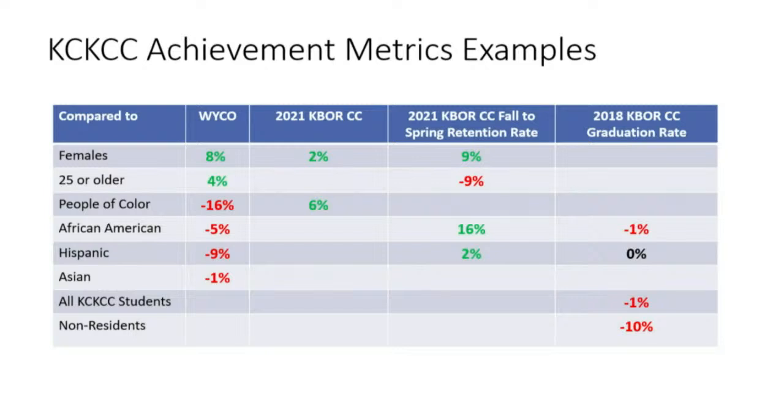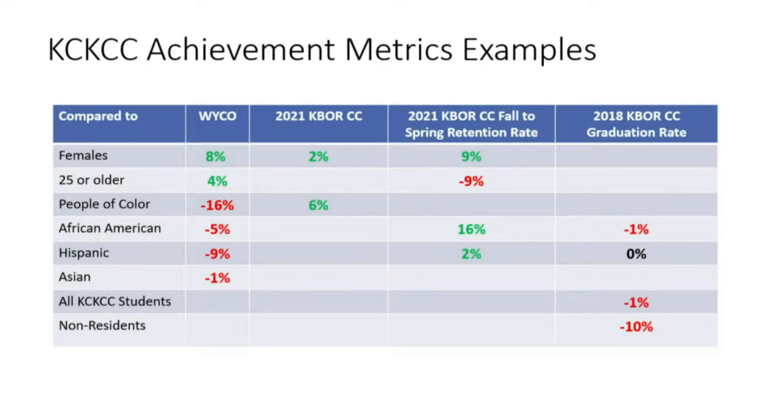So as you can see, we enroll more than 8% more females than are represented in the total population of Wyandotte County, and 4% more students over the age of 25. Even though we are one of the largest compared to peers in community colleges in terms of inclusion, we still have ways to go in terms of the campus student body representing the entire population of Wyandotte County in certain segments.